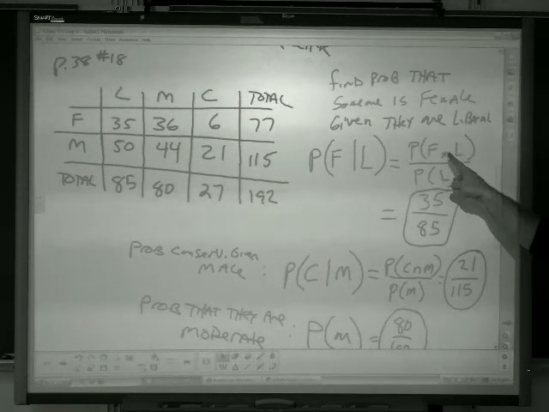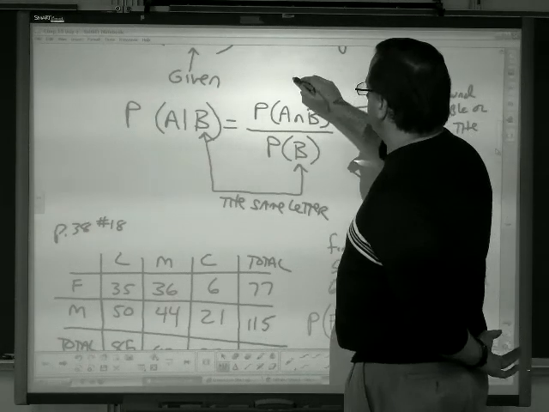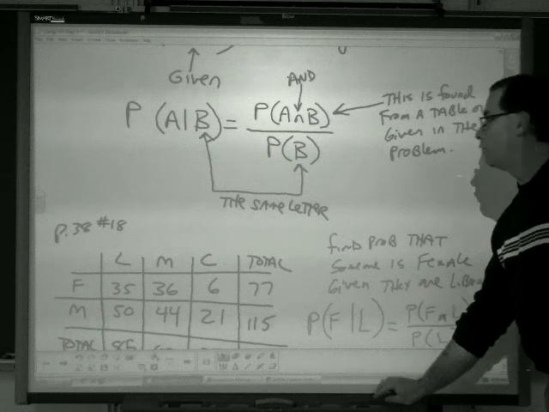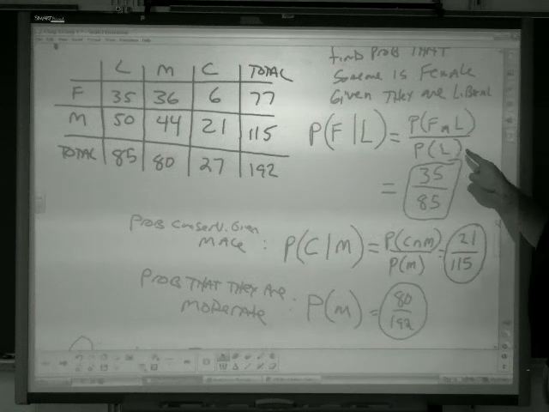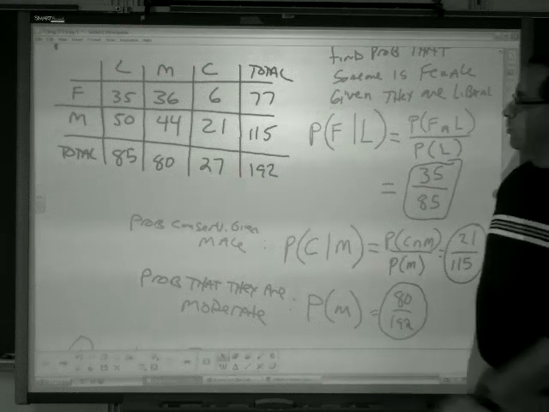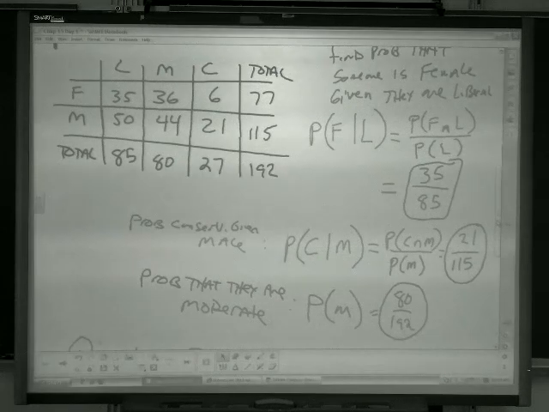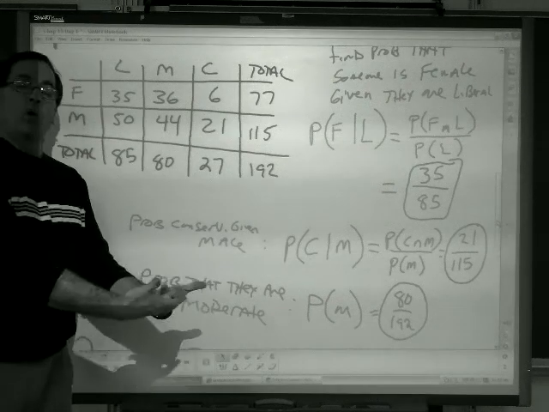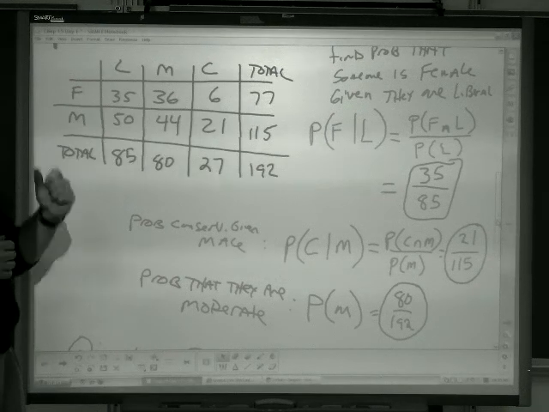now right from the chart, female and liberal, that's what the symbol means. Again, this means and. That's what that upside down U means. So female and liberal divided by the probability someone's liberal. Well, what's really nice about the chart is female and liberal is 35 out of 192. Liberal is 85 out of 192. But since they're both out of the same total, we don't even have to write the total. When we use a chart, just put in the numbers.